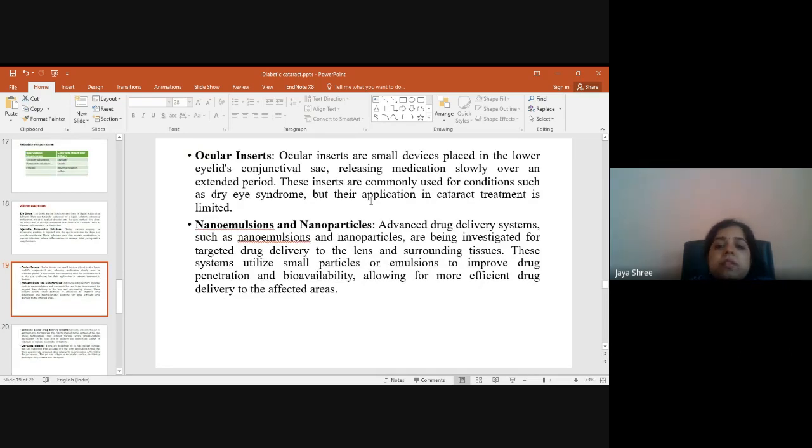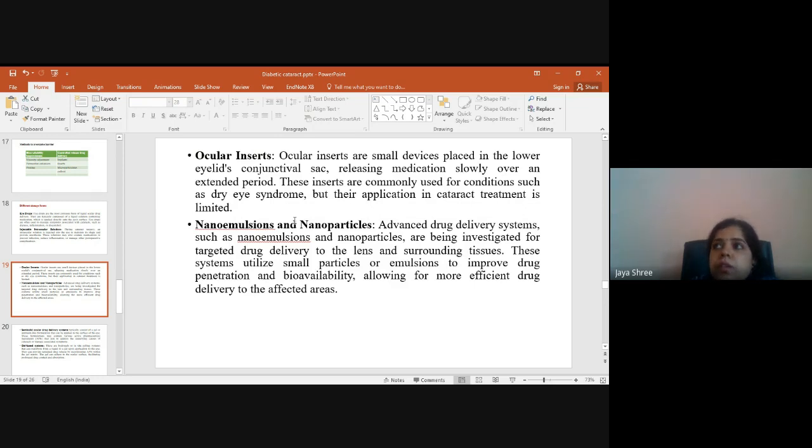Ocular inserts are small devices placed in the lower eyelid conjunctival sac, releasing medication slowly over an extended period. These inserts are commonly used for conditions such as dry eye syndrome, but their application in cataract treatment is limited.